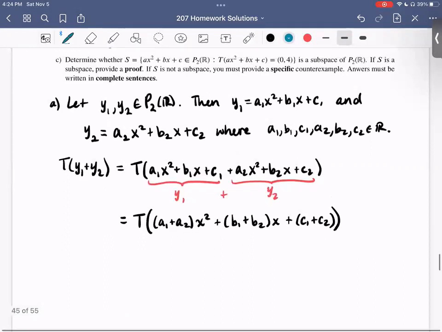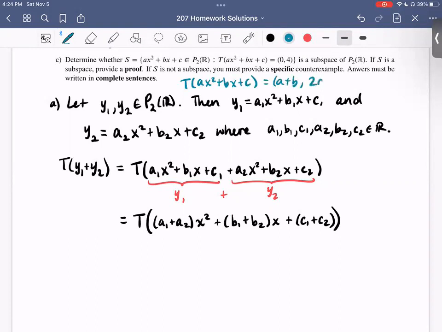The transformation said T of ax squared plus bx plus c equals (a plus b, 2c). This says that whatever the coefficients are on x squared and x, add those together. So here I want to add whatever's here and whatever's here. I'm going to add them up.